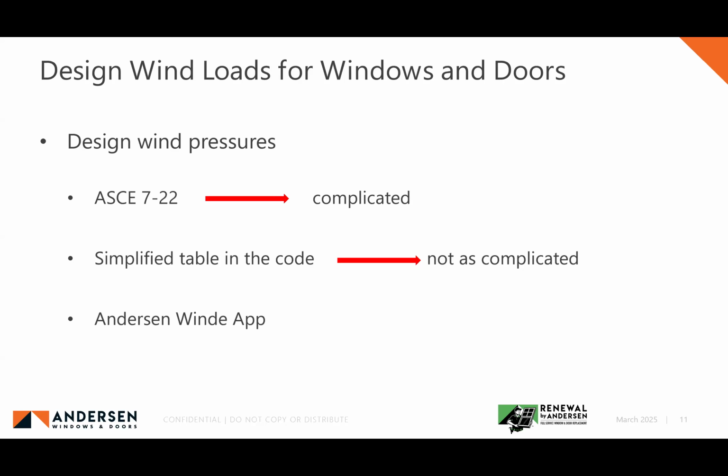We do have a simplified table in the code, which is pretty simple, but still a lot of numbers, as we'll see in a few minutes. And you're going to have to do interpolation from time to time. Then for different exposures and different heights, you're going to have to multiply the table value by some other number, and you might have to do multiple interpolations. But there's an easier option that I introduced last fall, the Anderson Windy app. We're going to take a look at that and look at some examples after we talk about the code here in a second.